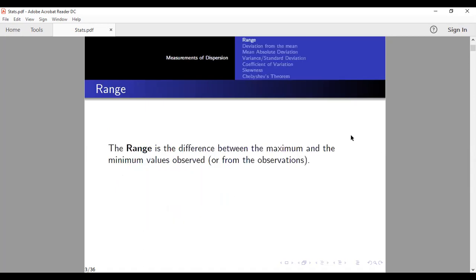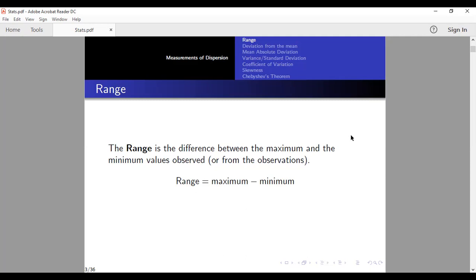So, the range is basically the difference between the maximum and the minimum value from the observed values. You need not actually arrange them, but if you arrange them, it's still up to you. But all that's important is the range is maximum minus minimum, which is what we are given in the formula. When you are told to calculate the range, you're basically just trying to find out how far apart the minimum and the maximum are.